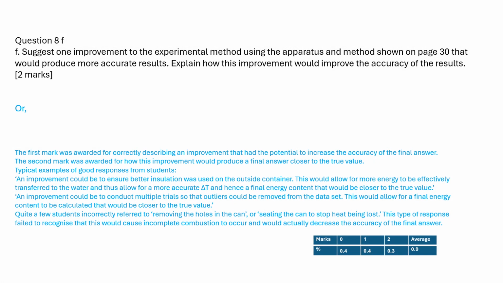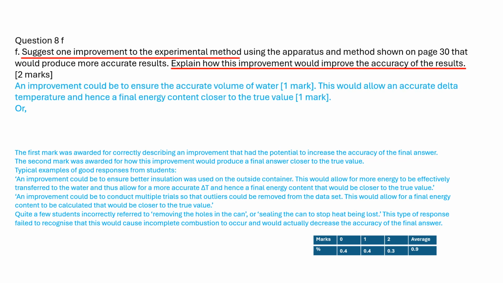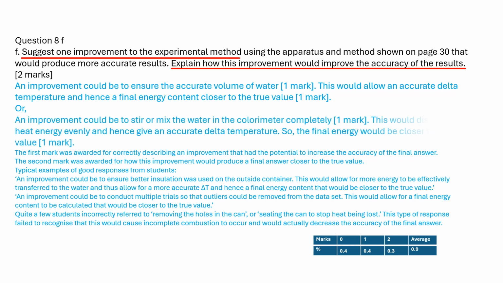Suggest one improvement to the experiment method and explain. An improvement could be to ensure the accurate volume of water. This would allow an accurate delta temperature and hence a final energy content closer to the true value. Or, an improvement could be to stir or mix the water in the calorimeter completely. This would distribute heat energy evenly and hence give an accurate delta temperature. So, the final energy would be closer to the true value.